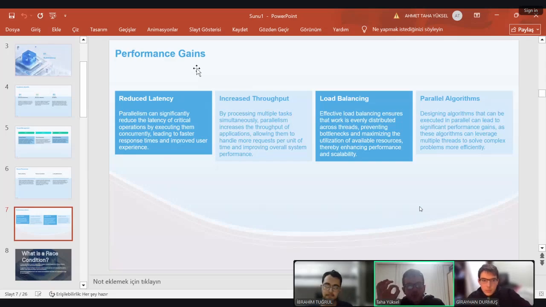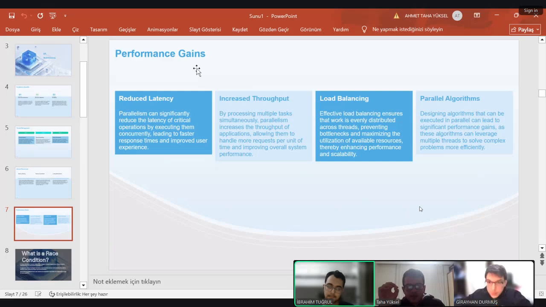Increased throughput. By processing multiple tasks simultaneously, parallelism increases the throughput of applications, allowing them to handle more requests per unit of time and improving overall system performance. Load balancing.